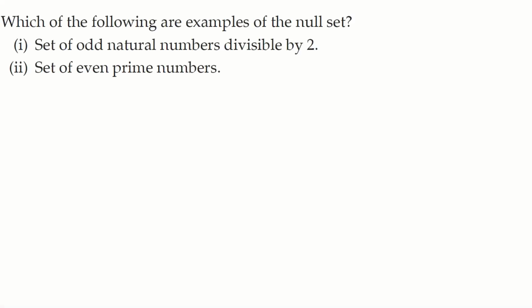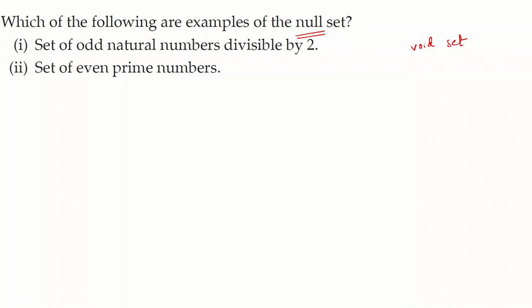Okay, so let's take up some examples. Which of the following sets are examples of null set? Okay, so null sets are nothing but empty sets. Empty sets have two more names. One is null set and another one is void set. So these are three names of an empty set: one is empty set itself, another one is the null set, and the third one is the void set.